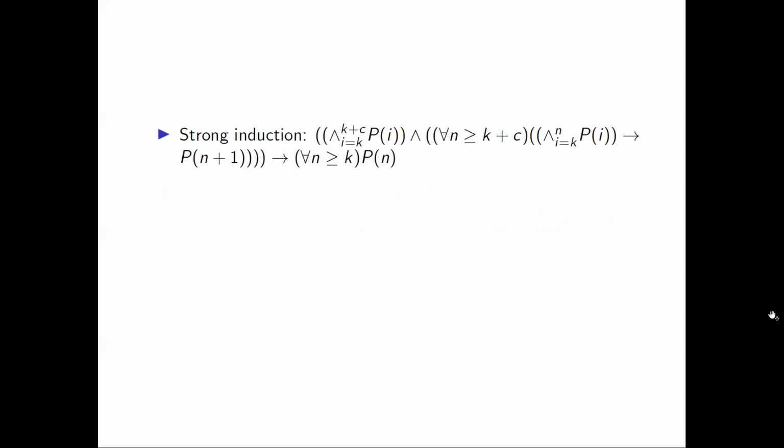Here's one more variant I wanted to mention for strong induction. It's very similar to the previous one we saw. It's just that the base case is a bit different. Our base case here allows multiple cases in it. On the previous slide, our base case was just P of k. Here, our base case includes P of k plus 1, up to some P of k plus c for some positive c.